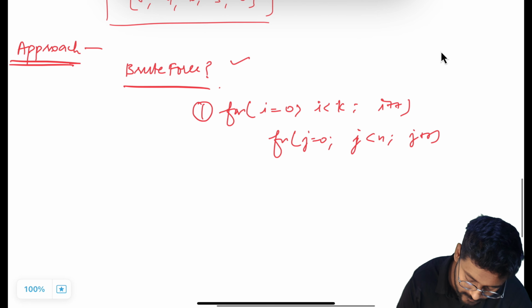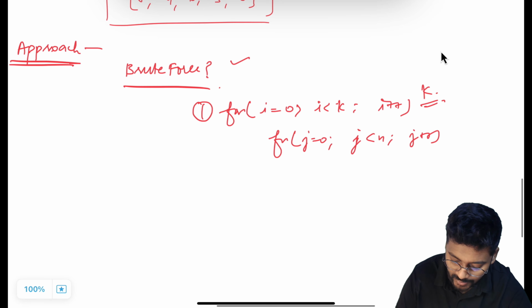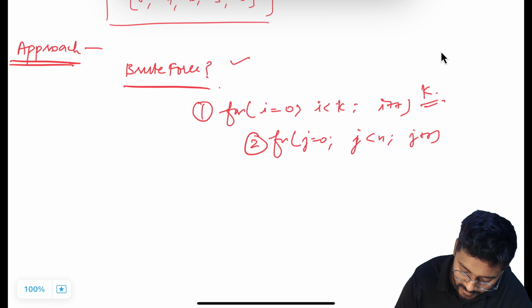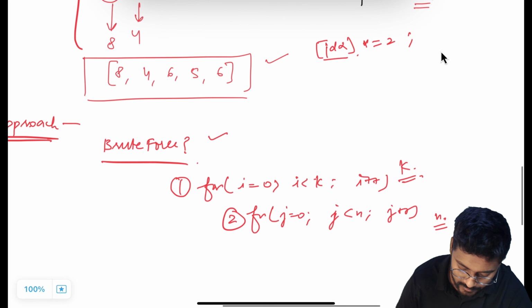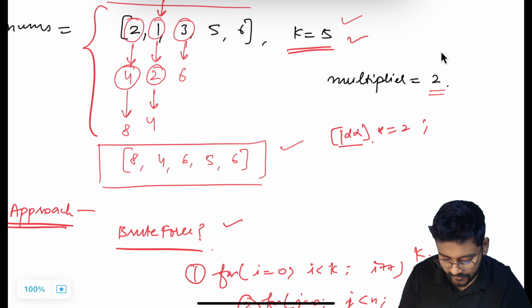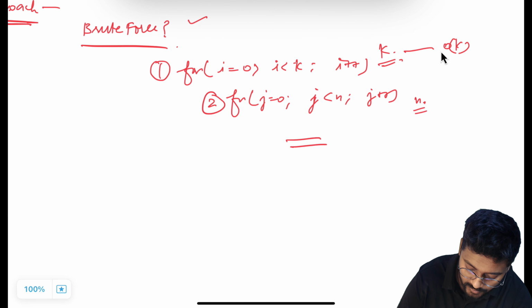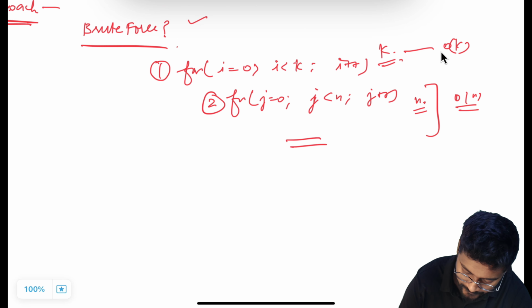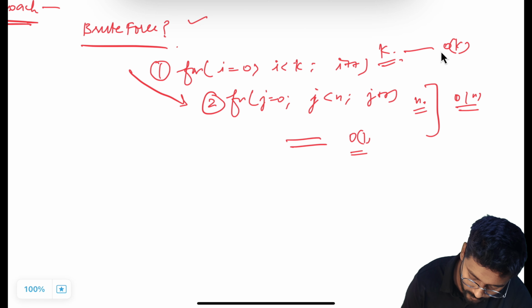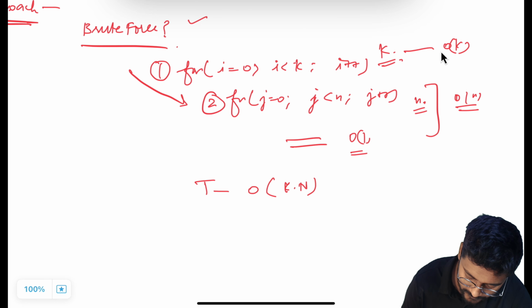So the first loop runs for k values, k operations. The second loop finds the minimum element from these n elements. And whatever minimum element we find, we are able to replace it with the new value in order of one time. This is order of k time. This is order of n time in every iteration. And this operation is order of one time. And these are nested loops. So overall time complexity would be order of k times n.